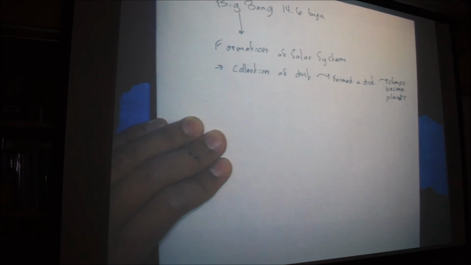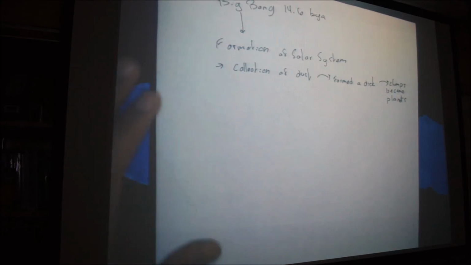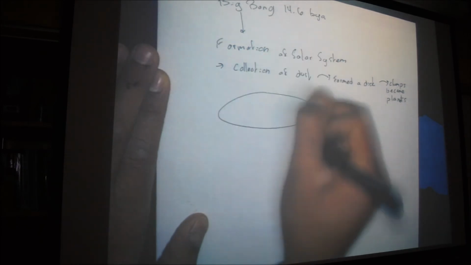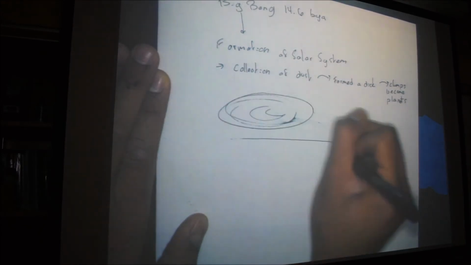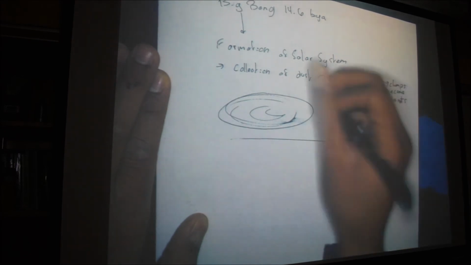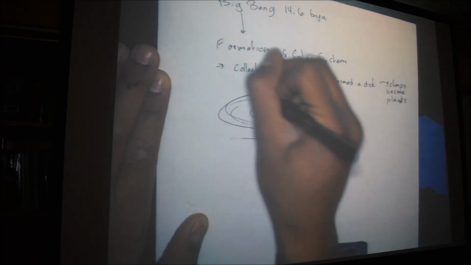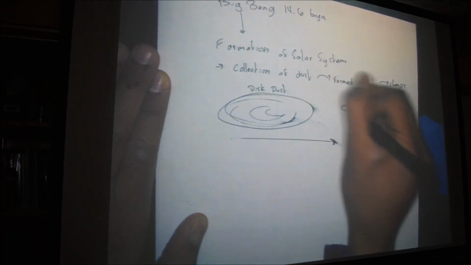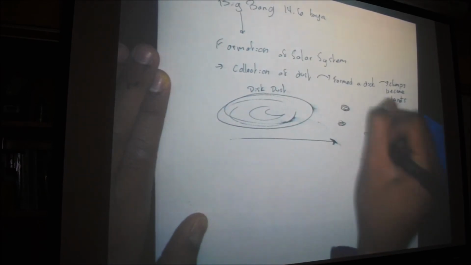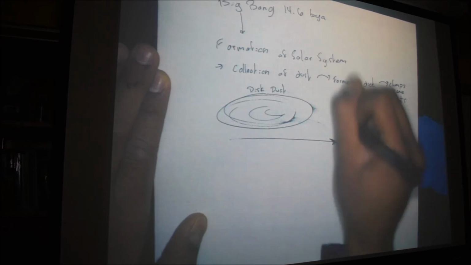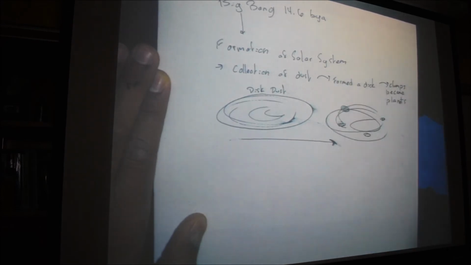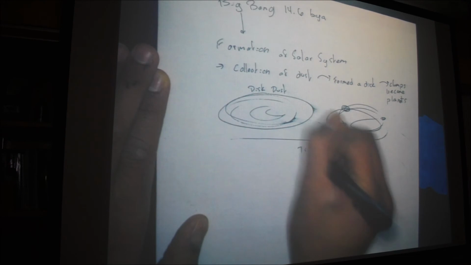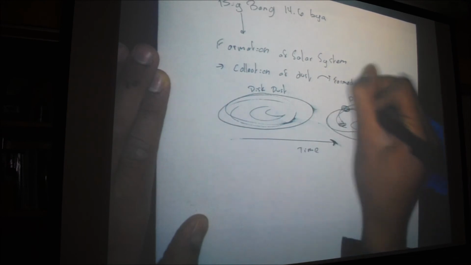All right, so now you have all these clumps starting to form around this giant disk of stuff, and as time passes, this disk of dust is going to start becoming different planets. Cool. So time. Planets forming.